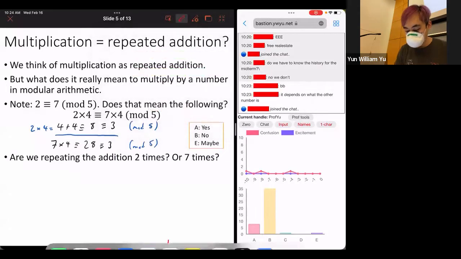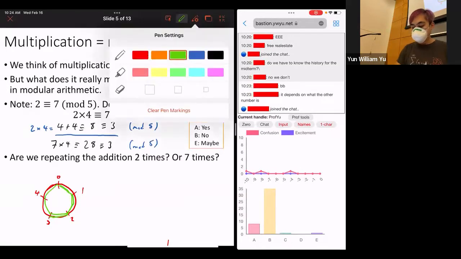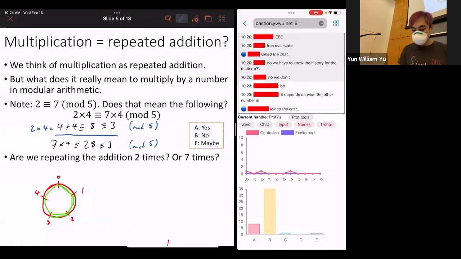But anyway, the question is, are you repeating the addition 2 times or 7 times? Of course, that seems like it ought to make a difference, right? Because if you think about the number line, 0, 1, 2, 3, 4, repeating 2 times, that's 1, 2, 3, 4, 1, 2, 3, 4. You end up at 3. But if you do it another 7 times, that's 1, 2, 3, 4, 5, 6, 7, 8, 9. You just keep on going around, and eventually, why do you end up back at 3?